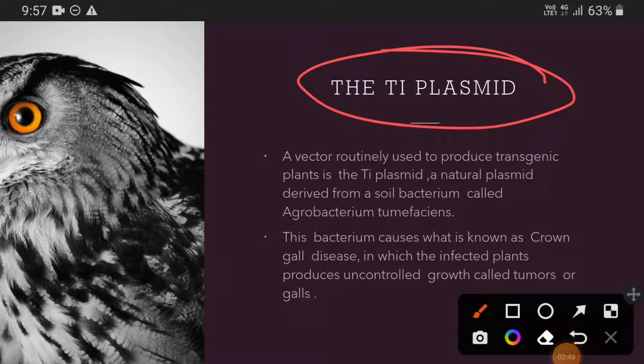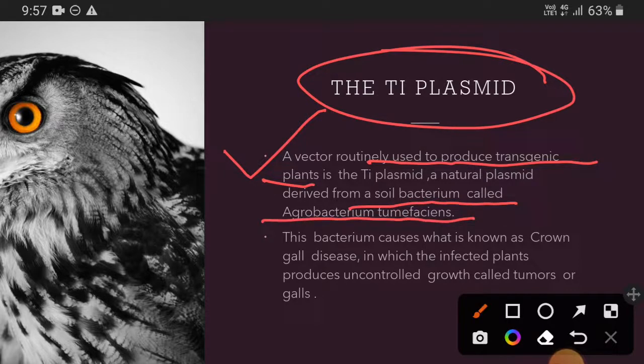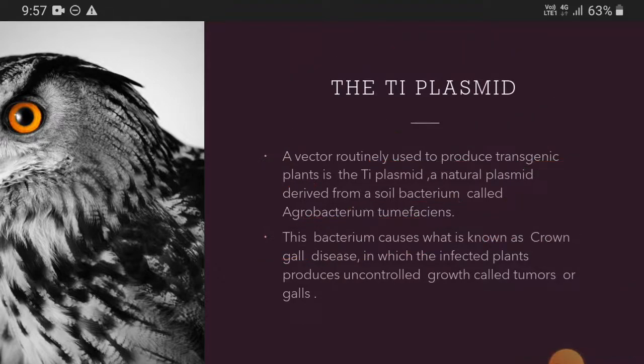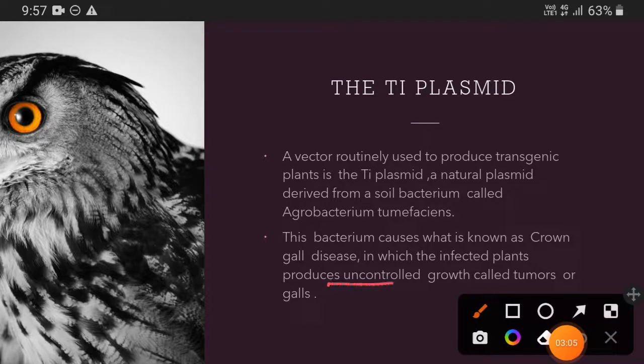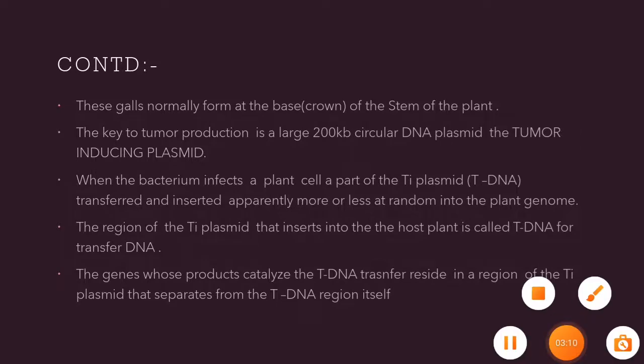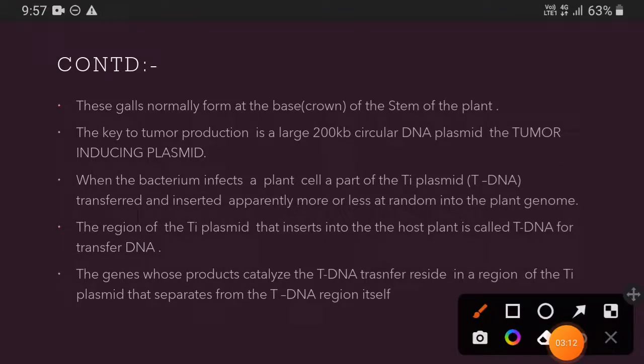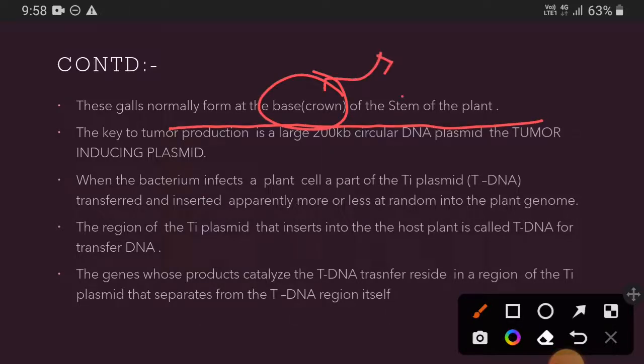So the Ti plasmid. First thing is, it is a vector that is routinely used in transgenic plants, okay, and it is derived from a soil bacterium called Agrobacterium tumefaciens. This bacterium causes a disease, we all know, crown gall disease, in which the infected plant produces uncontrolled growth called a tumor or gall. These galls normally develop at the base of the stem of the plant, and this base is known as the crown, that is why it is called crown gall disease.